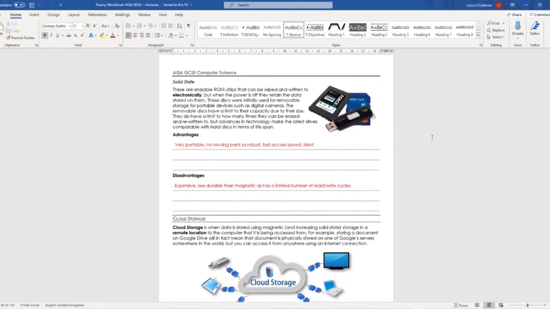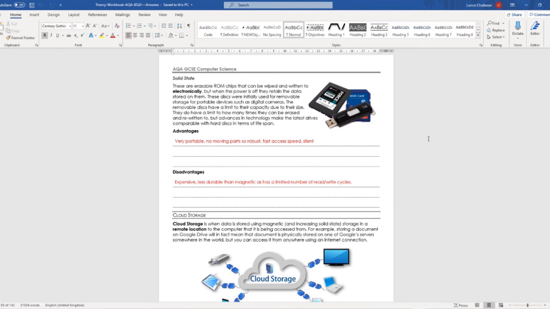Right, solid state drives. So these are what we call erasable ROM chips, right? So your ROM is a form of solid state drive, and a solid state drive, remember, like ROM, keeps its memory when the power's off. So these are very portable. All USB sticks are solid state drives, or flash, they're sometimes called.